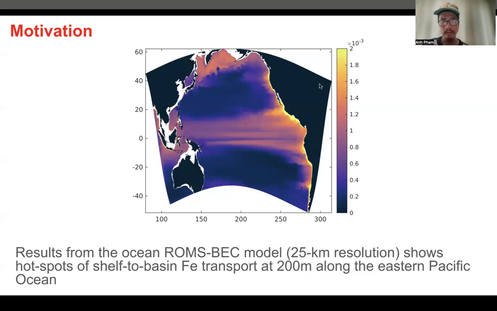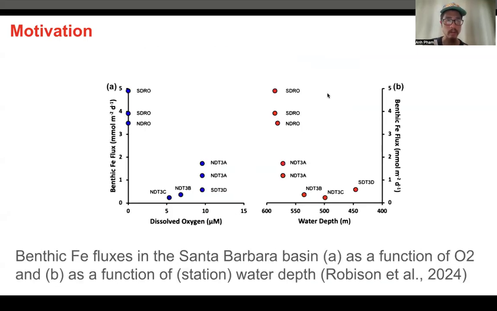When you see the results, our first question is: are there any observations and measurements that confirm our model results? It turns out that in the California current system, we do have measurements showing high benthic flux of iron in the Santa Barbara Basin as a function of oxygen and as a function of station water depth. As shown in this figure, at the bottom water, when oxygen concentrations go to zero, we can have very high benthic flux of iron being released from benthic sediments.